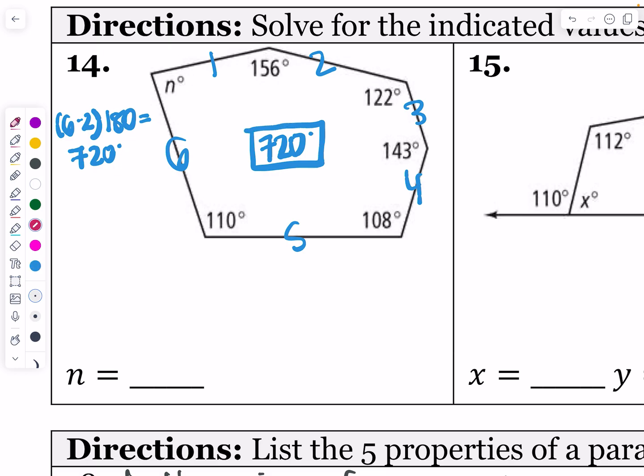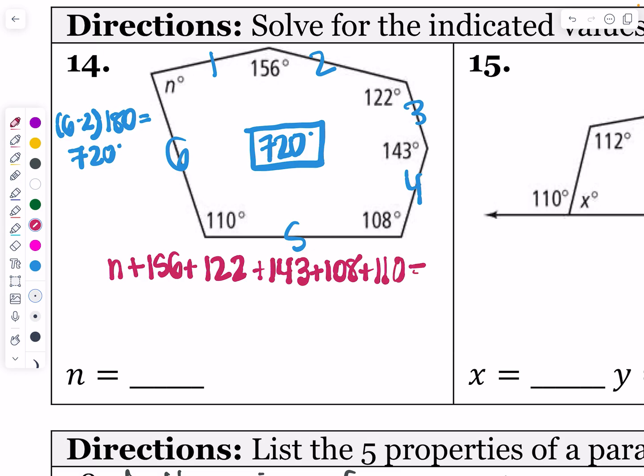So what we're going to do is add them all up to 720. You could just take every single one of these you have on here in pink and subtract them, and that will leave you with what's left for n. That's essentially what we're going to be doing when we set up the equation. So n plus 156 plus 122 plus 143 plus 108 plus 110, all of those should have a total sum of 720 degrees. Whenever you combine like terms, you end up getting n plus 639 equals 720. And you'd subtract 639 from both sides, and what you would be left with is 81 degrees for n.